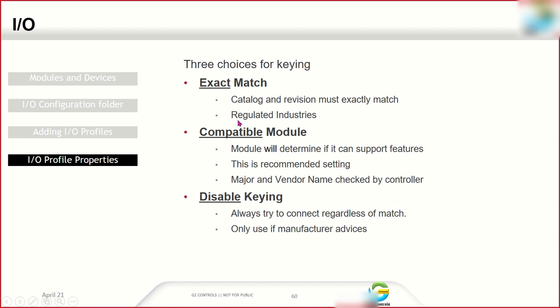Mostly prefer the compatible module. Exact match is also not always recommended, where it will try to match exactly the minor version, major version, vendor name, card name, everything, and then it will work. If you have a major or minor version difference, then it will not work with the exact match. That's why most of the time we use compatible keying. But if you have a critical system, then you can use the exact match keying.